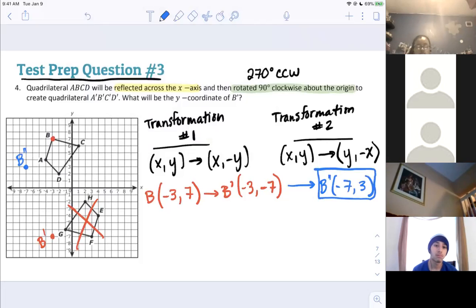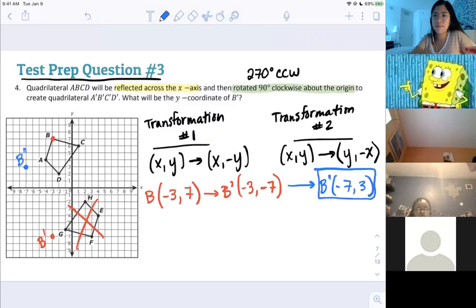Questions on this type of problem? Questions on series of transformations. So how to do this type of thing where you have to go from 1 to 2 to the last one. Yes and no. Okay, what's the yes? I forgot already. Hold up.